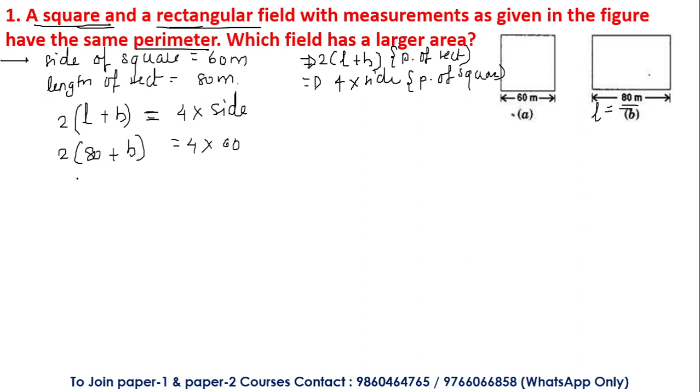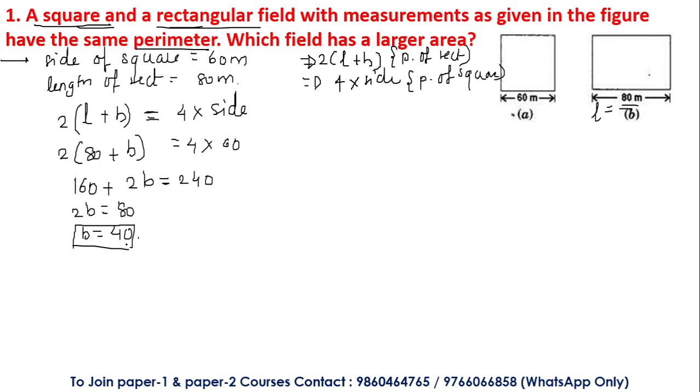So this will give me 2 into 80, that is equal to 160, plus 2 into b, that is 2b, is equal to 240. So the value of 2b is equal to 240 minus 160, that will give me 80. So the value of b will be 40. So I got the value of breadth over here. What is the value of breadth now? The value of breadth is equal to 40 meters.